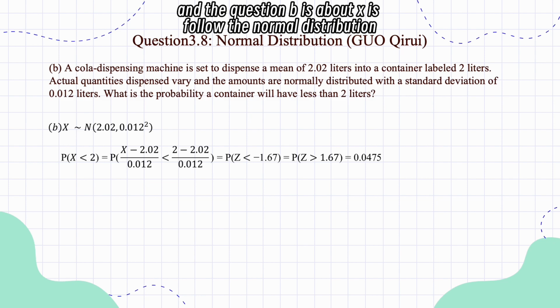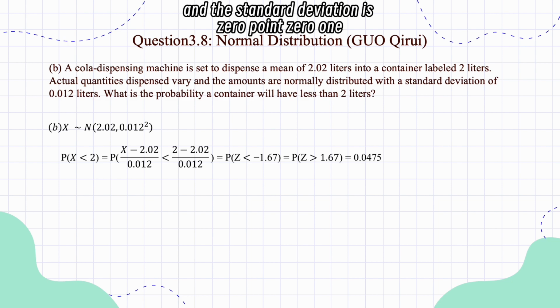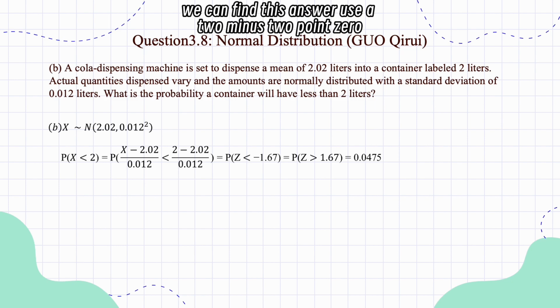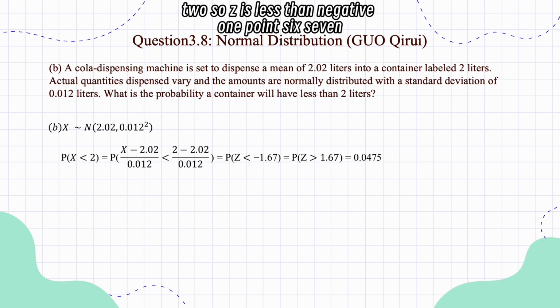0.2225. And question B is about x following the normal distribution. The mean is 2.02 liters, and the standard deviation is 0.012 liters. So the question is about the probability of a container having less than 2 liters. We can find this answer using 2 minus 2.02 divided by 0.012. So z is less than negative 1.67.